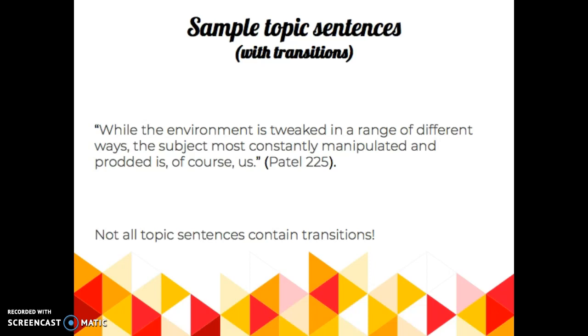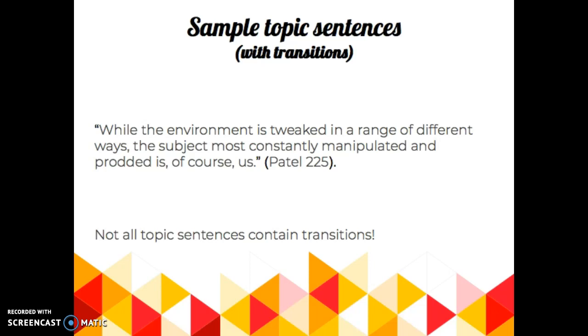And once you think about it in those terms, you can almost predict what's going to come next, or think back without even reading it what came before. So in this case, what came before is the first part of the sentence: the environment is tweaked in a range of different ways. And what's going to come next? The subject most constantly manipulated and prodded, of course, is us. So the first paragraph probably talked about how the environment, in this case of grocery stores, is modified in a whole bunch of different ways, and probably gave some examples. The following paragraph, for which this topic sentence lays out the claim, we can predict is probably going to talk about the way that we are manipulated ourselves.